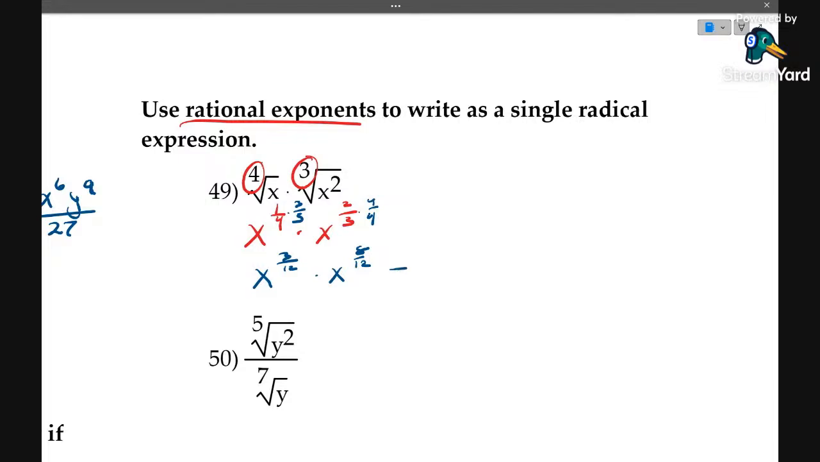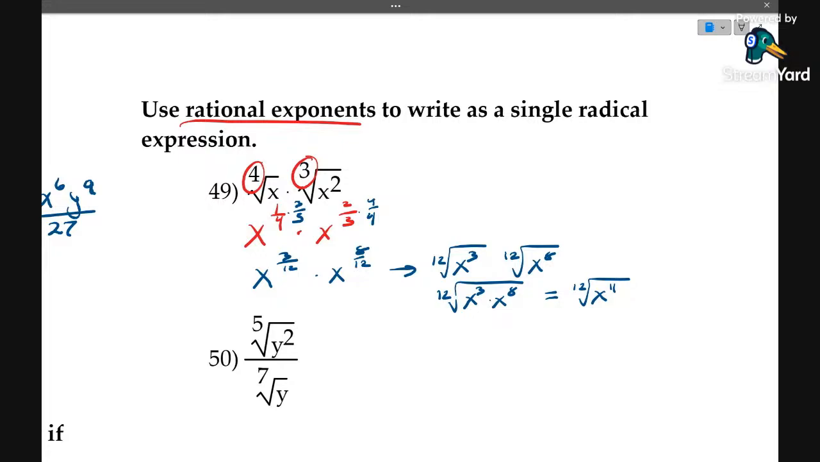So when we rewrite it in radical notation, we have the 12th root of x to the 3rd. That's the first one. And we have the 12th root of x to the 8th. This then allows us to write it as a single radical expression, the 12th root of x to the 3rd and x to the 8th. And then we can add the exponents together. 3 plus 8 gives us 11. So we have a simplified radical expression.